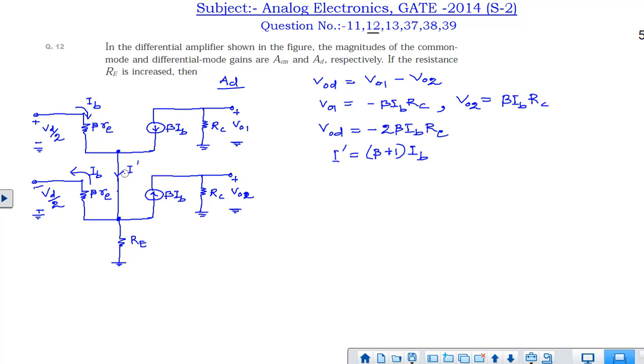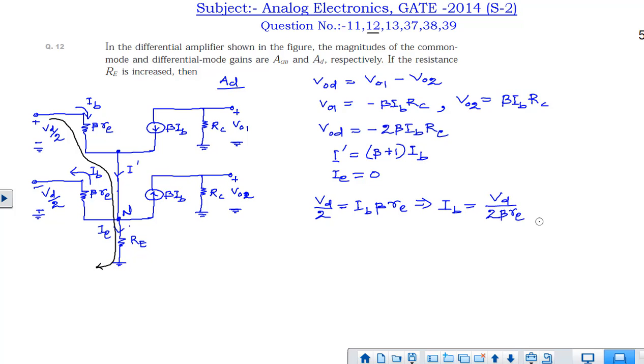So if we see I dash is same, that is IB plus beta IB, that will give us beta plus 1 IB. Now if we apply KCL at this node, suppose I is the current flowing through this branch. This current is entering and these two currents are leaving, so the I current will become 0. That is, there won't be any current through this RE. Okay, so if we apply KVL across this loop, we can write Vd by 2 is simply IB times beta RE. As there is no current flowing through RE, this I into RE will be 0. So Vd by 2 is equal to IB into beta RE. So IB expression is Vd by 2 beta RE.